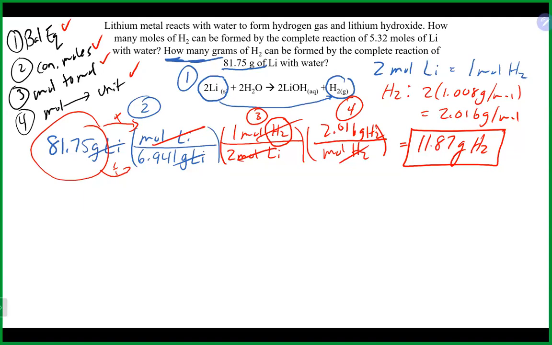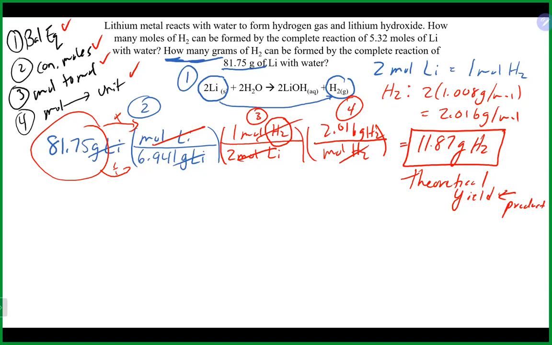Other questions? So what this basically means is if I put into this reaction 81.75 grams of lithium, I get 11.87 grams of hydrogen. This is what is referred to as the theoretical yield. A yield is always a product, and it is basically your maximum amount of product that you should get out of this reaction if everything went perfectly, and again, nothing bad happened, no side reactions. Any questions on that one?